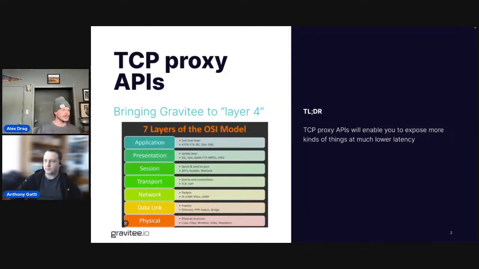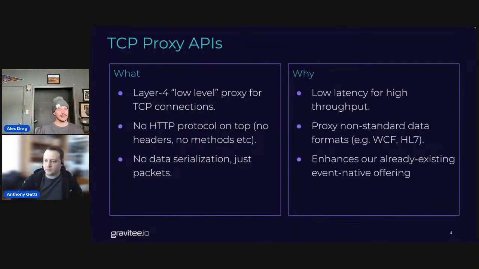TCP proxy APIs. So at the end of the day, we are bringing Gravitee to layer 4. I'm not going to go through the 7 layers of the OSI model. There's lots of good blogs out there if you want to learn more. But essentially we are allowing folks to expose more kinds of things at much lower latency via APIs via our API gateway. So what exactly is it? It's a layer 4 low-level proxy for TCP connections. Essentially anything that exposes packets over TCP, you can expose it via the gateway via TCP proxy API.